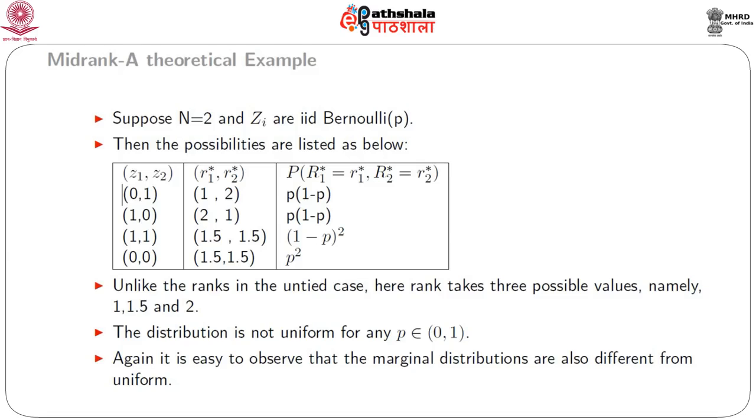Now we find that unlike the ranks in the untied case, here rank takes three possible values, namely 1, 1.5 and 2. So in case of untied observations or observations from some continuous distribution, we have seen that rank takes the values 1 and 2, but here we have some extra number in the list of ranks, and again the distribution is not uniform for any p belonging to 0, 1. Again, it is easy to observe that the marginal distributions are also different from uniform.